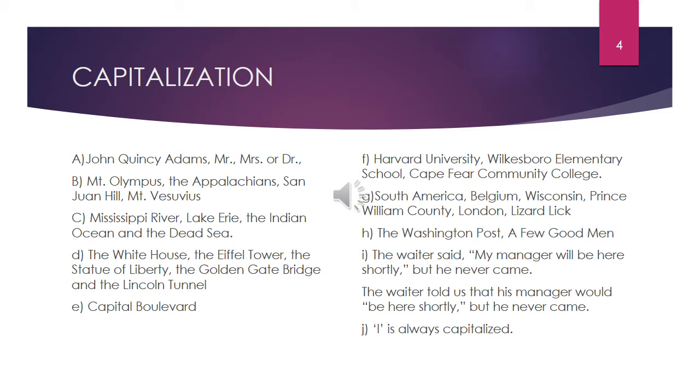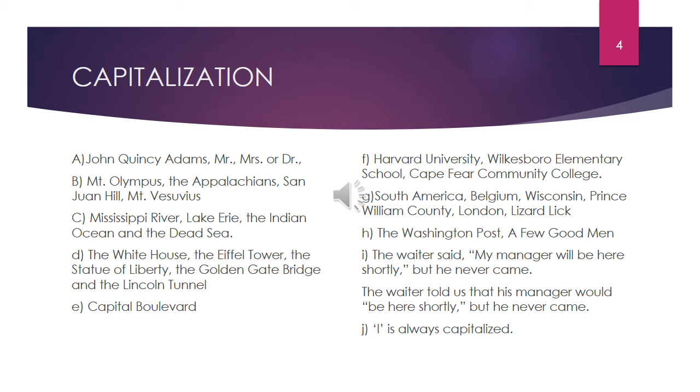Next, you can see there are examples of mountains, mountain ranges, hills and volcanoes. Like the name of the mountain is Mount Olympus, the mountain range is the Appalachians, the name of the hill is San Juan Hill, and one of the volcanoes is Mount Vesuvius.